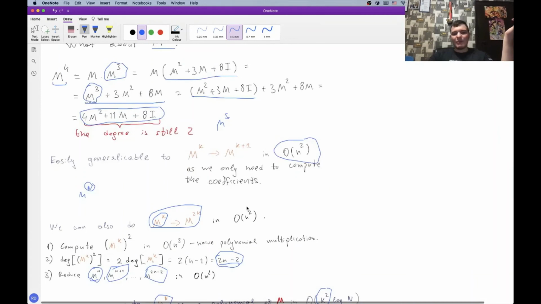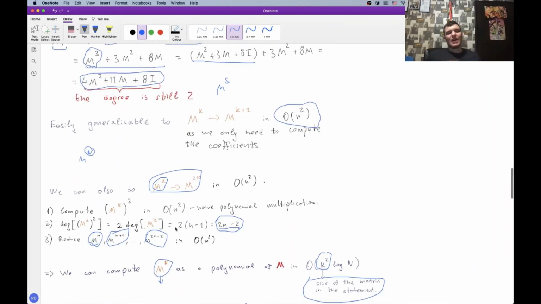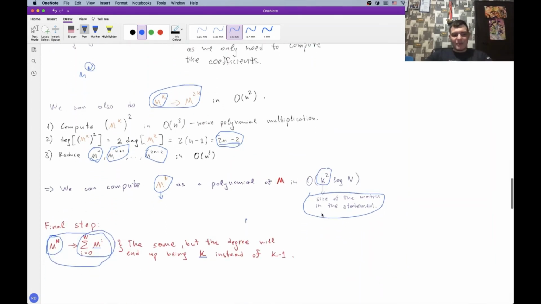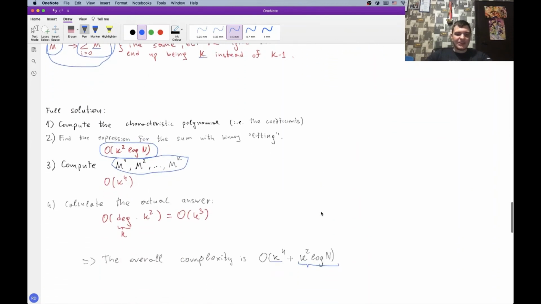It's pretty cool how, instead of computing the whole answer, you just compute the coefficients and then multiply the coefficients by the matrices to the powers we need. And yeah, that's the first solution.